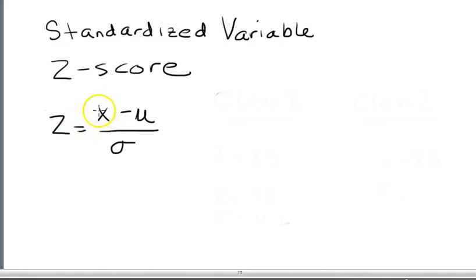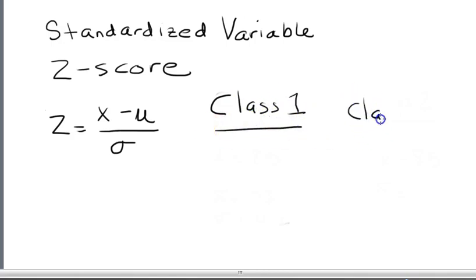It's calculated by taking that individual piece of data, subtracting the mean, dividing by the standard deviation. And it basically gives you some information about where that piece of data stands in relation to the mean in your data set. So to better understand this, we're gonna look at two different data sets. We have class 1 and class 2.